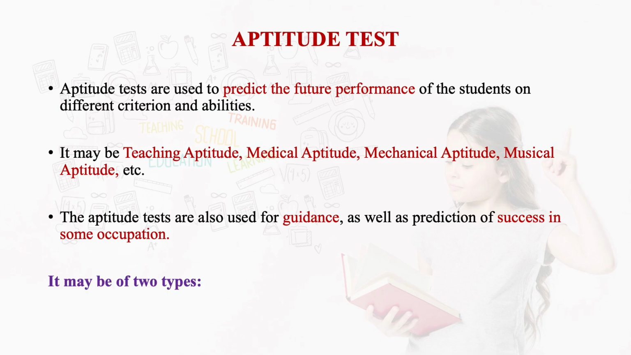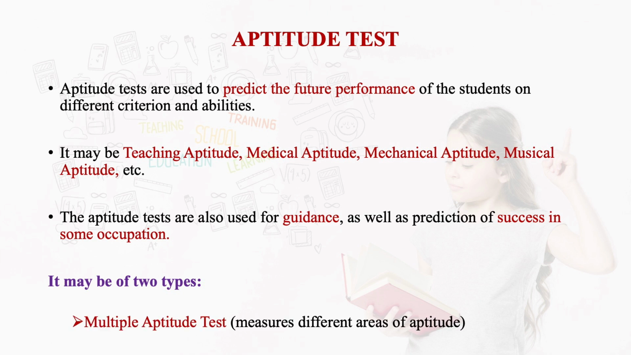Then further, there may be two types of aptitude test. One is called the multiple aptitude test and the other is called the special aptitude test. So friends, the multiple aptitude test measures different areas of aptitude. Here the aptitude has been fixed, but in a multiple aptitude test you have to measure different aspects of aptitude. It may be in teaching, mechanical, or creativity. So different questions from different aptitude aspects will be included in a test. That's called a multiple aptitude test.